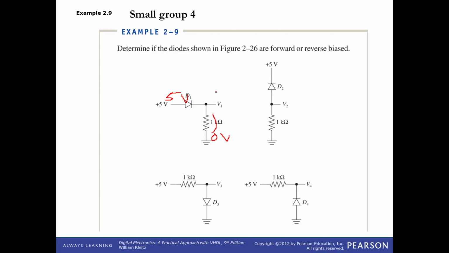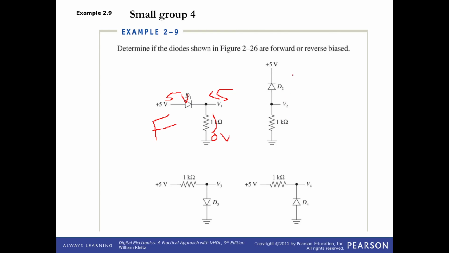If V1 were 5 volts, then, or no, sorry, it wouldn't be 5 volts. We know it's something less than 5. We know that now this is forward biased, and current will flow because the anode is greater than the cathode.